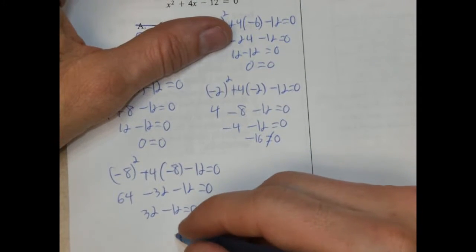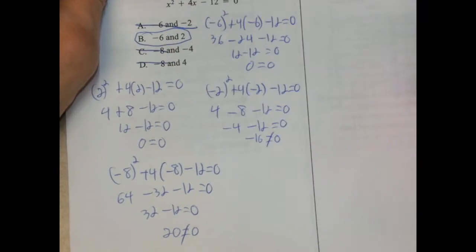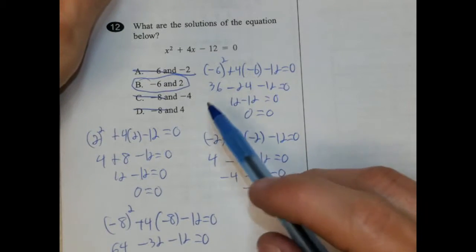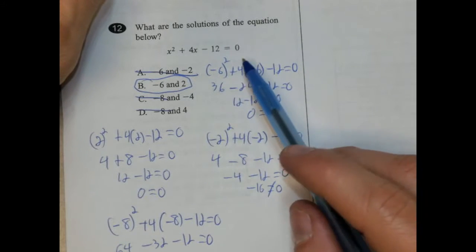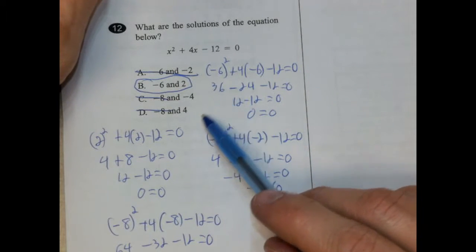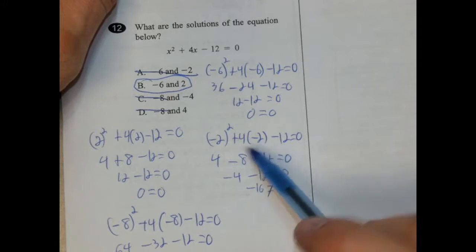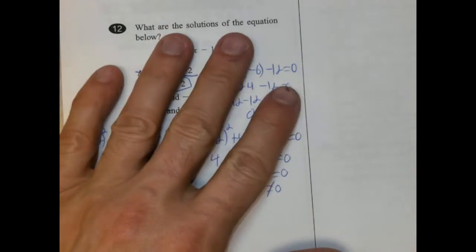And then 32 take away 12 is going to be 20, and that does not equal 0, so that's out. So we know those are both out. Okay. Also, another opportunity for people to make mistakes on this is just knowing their times tables, or just knowing the order of operations too. But this is the non-calculator section, so students would need to know what 8 squared is, or 4 times 2, and things like that. And people do make mistakes, so just be careful if you see a problem like this.